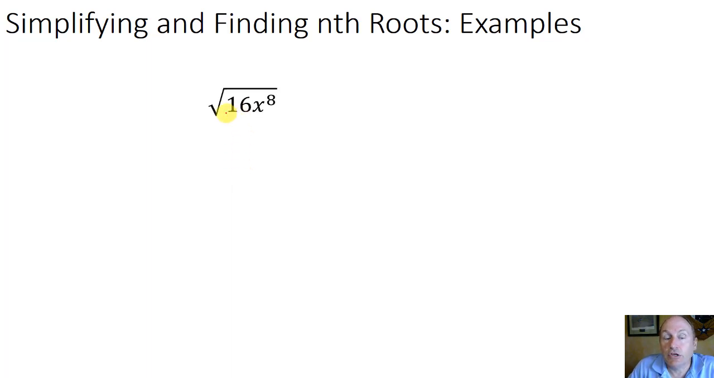So let's take the square root, or second root, of 16x to the 8th. Now, in all of these nth root situations, you want to look at what the index is, and there's a 2 here. It's just not shown. Looking for perfect squares of all the different terms. So I'm looking for something that multiplies by itself to give 16, and something that multiplies by itself to give x to the 8th.